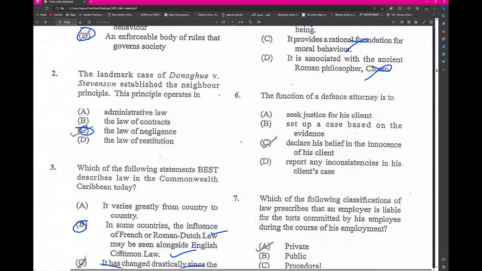Right, so the function of a defense attorney is to declare his belief in, seek justice for his client, set up a case based on evidence, report any inconsistencies, declare his belief in the innocence. Isn't it? It's to seek justice. Is it to seek justice for the client? You're defending them to seek justice. Declare his belief in the innocence of the client. No.